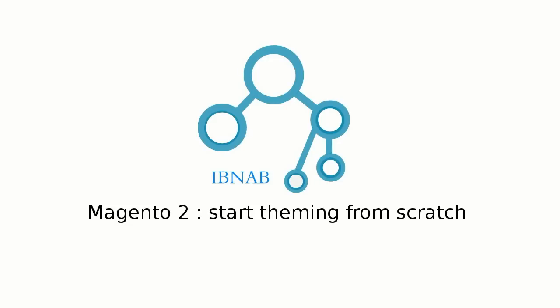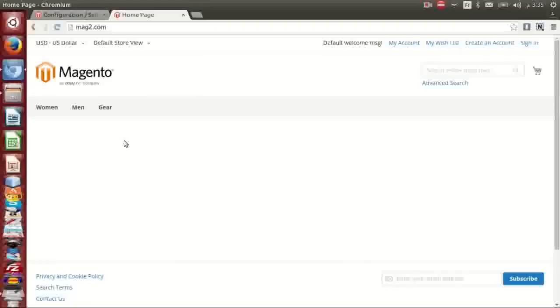Hi, today Ibnab is going to present to you some ideas about theming inside Magento. It has two themes by default: one named Blank and the other called Luma. This is going to be shown on a Magento beta version. Okay guys? Okay, I start.